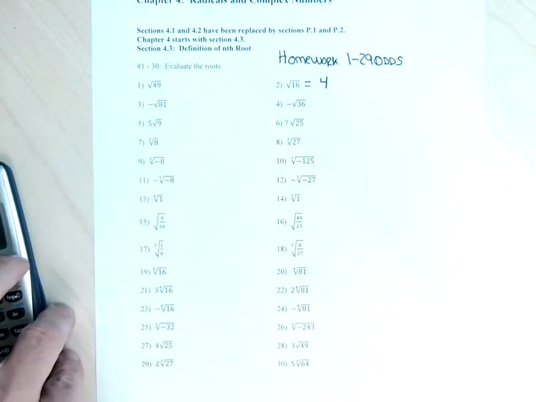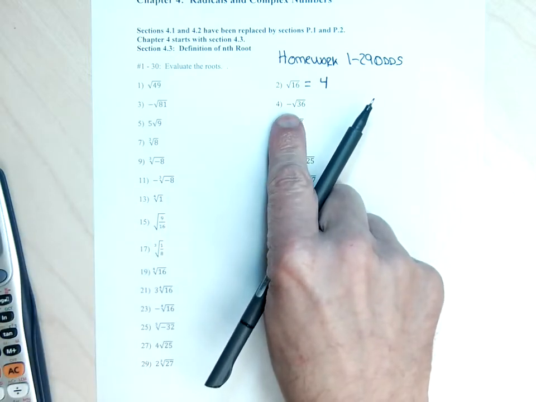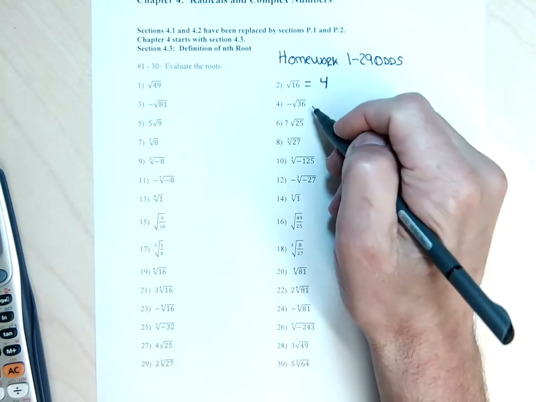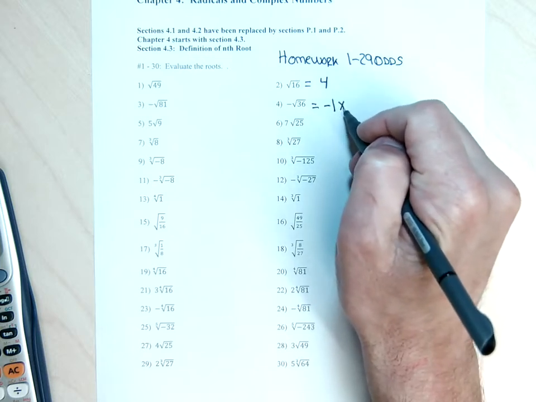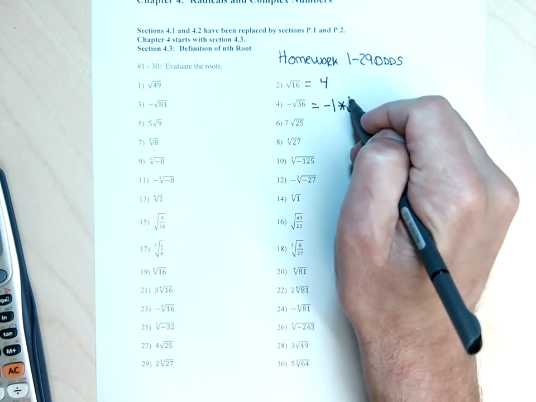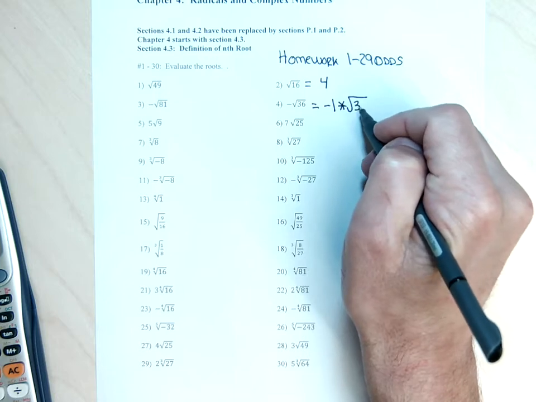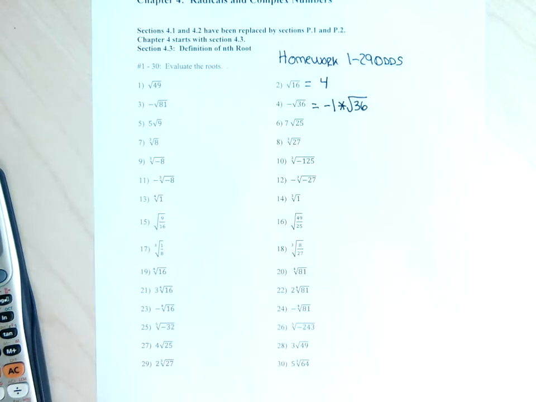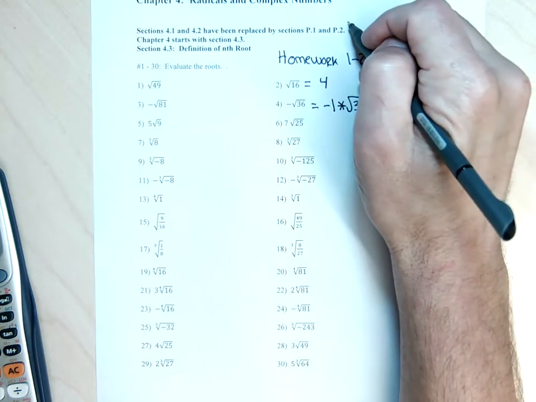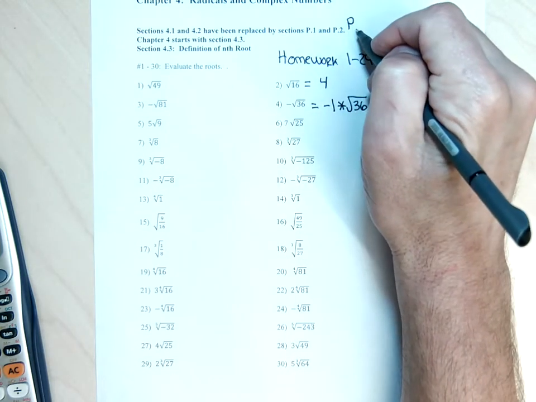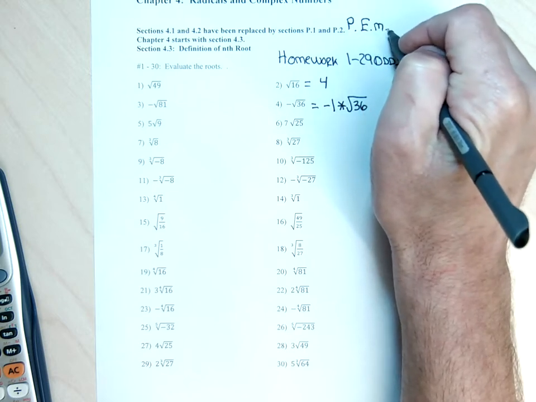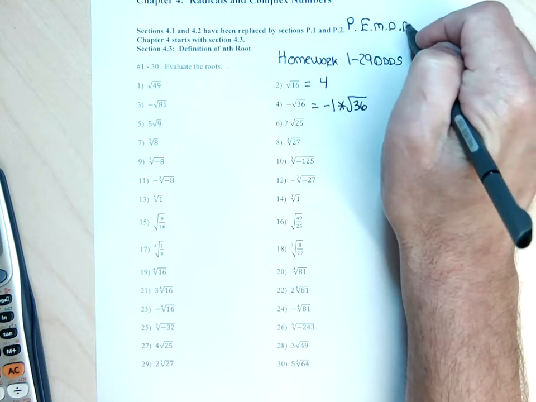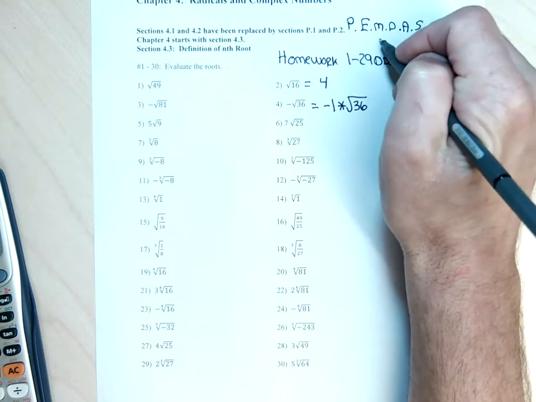For problem 4, a negative in front of a radical is an implied negative 1 times whatever the radical is. And the radical gets treated like an exponent in terms of order of operations. So like the PEMDAS: parentheses, exponents, multiplication, division, addition, subtraction.